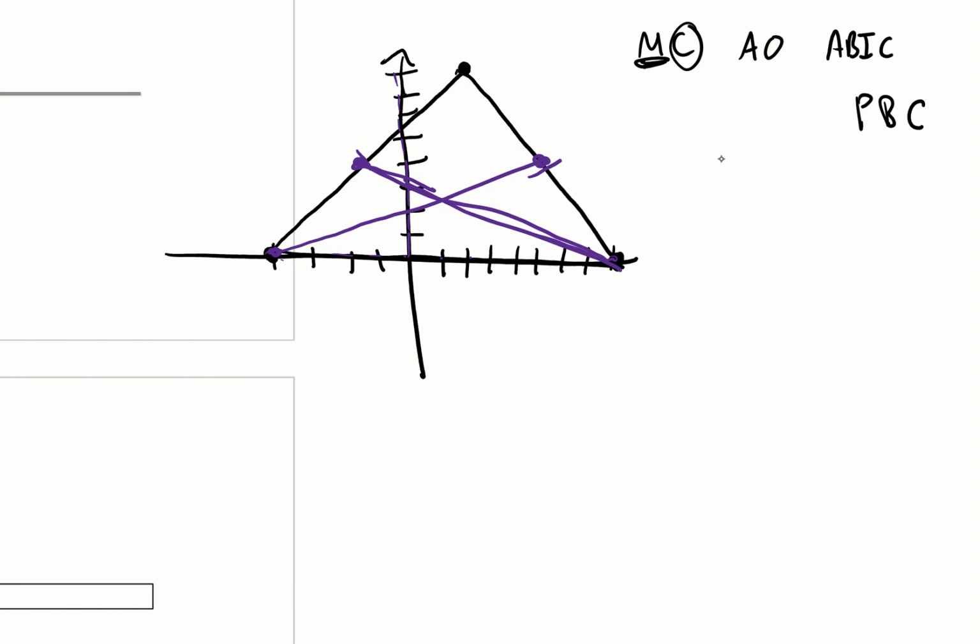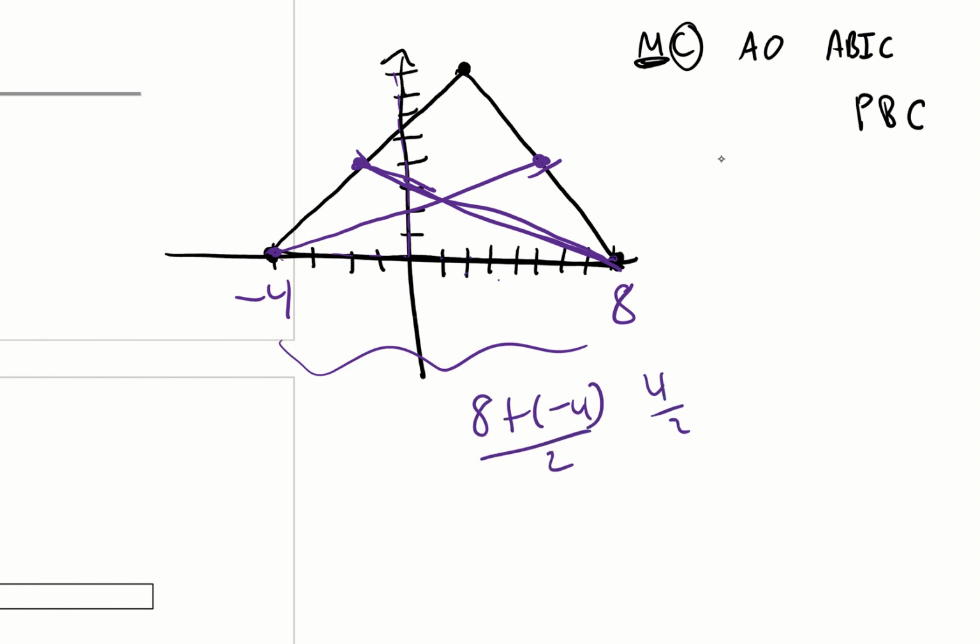Now this one's pretty easy to tell. What's the midpoint of this one? The midpoint of this one is pretty easy. If we know that this is -4, this is 8, well then we average 8 and -4 together. So 8 plus -4 divided by 2. 8 plus -4 is 4, 4 divided by 2 is 2. So the midpoint is right here.